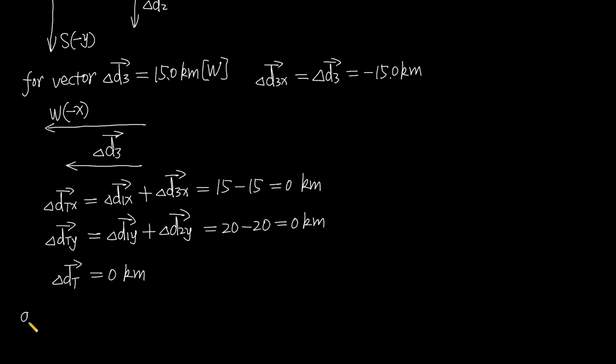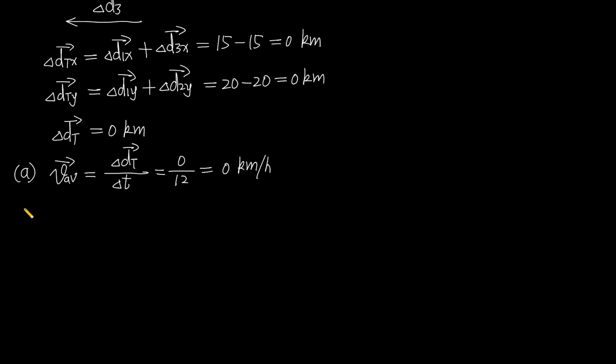Then question A. The average velocity just equals the total displacement delta dt over the time interval delta t and equals 0 over the time interval, which is 12 hours. And this equals 0 kilometers per hour.